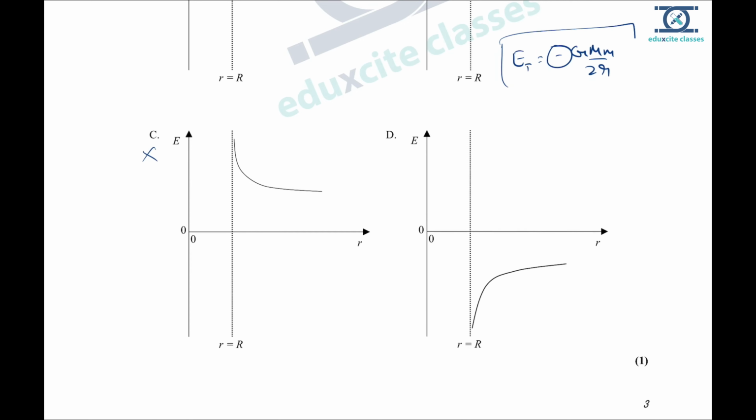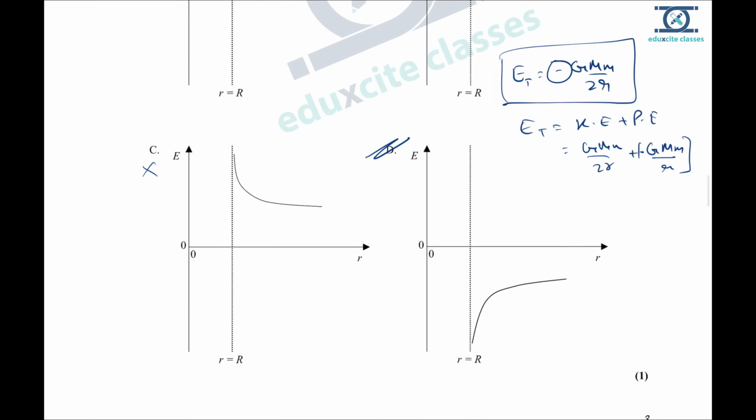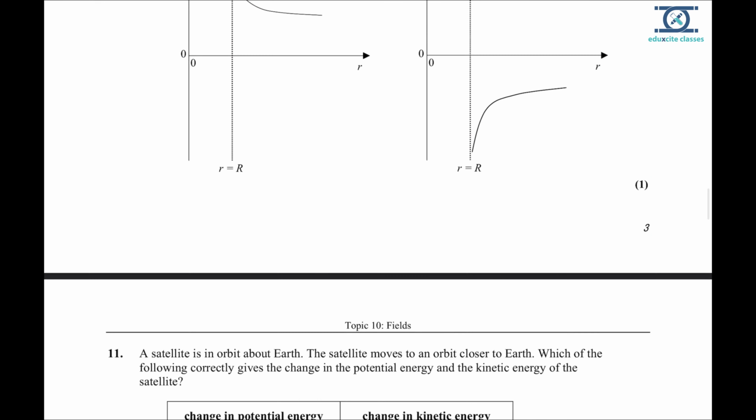And how to get this? You must know that E total is the sum of kinetic plus potential. Kinetic is GMm upon 2r, whereas potential is minus GMm upon r. So you solve this, you will get this expression. So total energy is negative, so the option is D. Okay, and now question number 11.